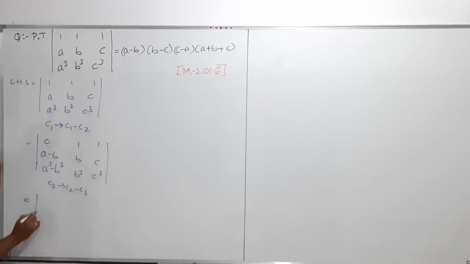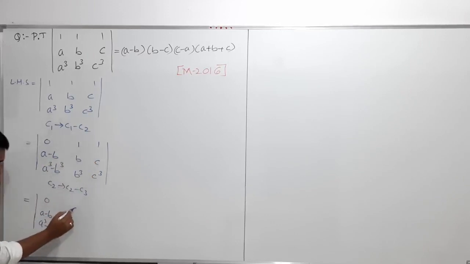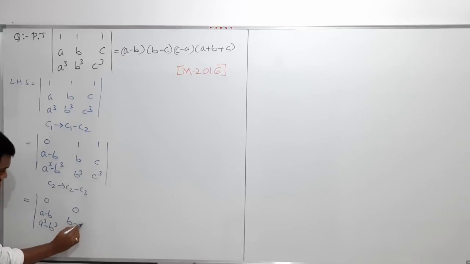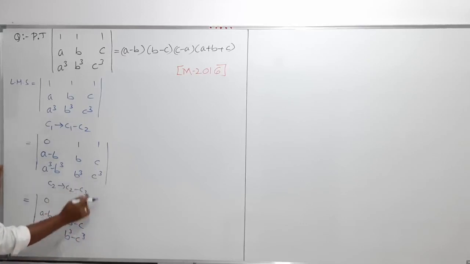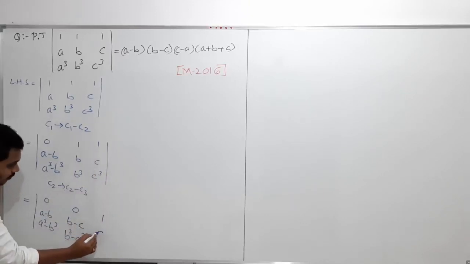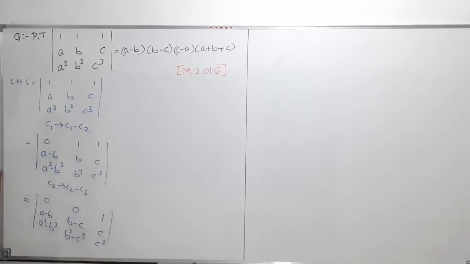So therefore here it is 0, column 2 is changing, column 2 minus column 3, this element minus this element, 0. And here column 1 I first write as it is, A minus B, A cube minus B cube. And next here it is this element minus this element, column 2 is changing. So therefore 0, B minus C. Next B cube minus C cube. And next column 3 is as it is, 1, C cube.